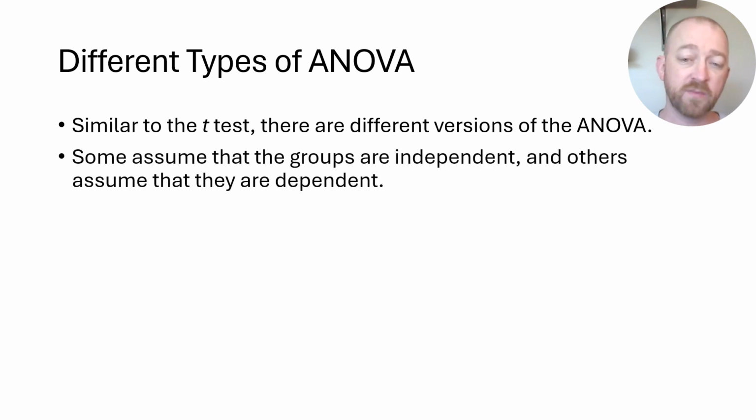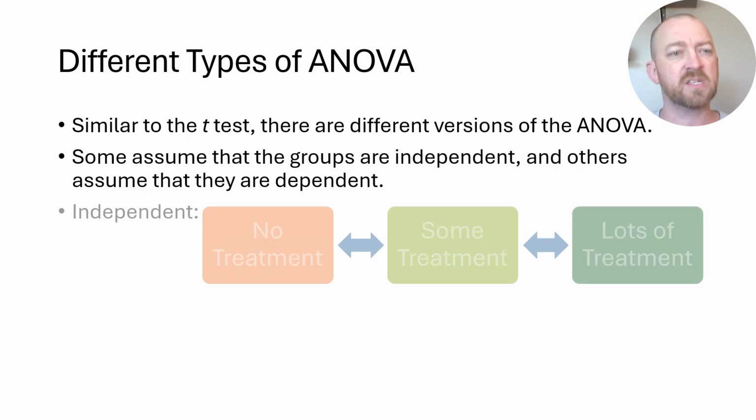In fact, some ANOVAs do assume that the groups making up the means are independent of each other. They have no influence on one another. And then others, by design, are dependent. In fact, you can have a repeated measures ANOVA. So I'll give you a couple of examples there.